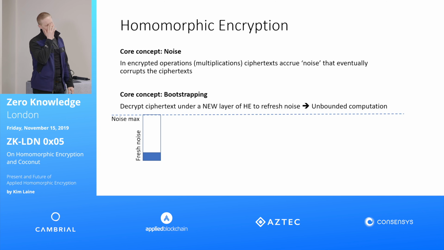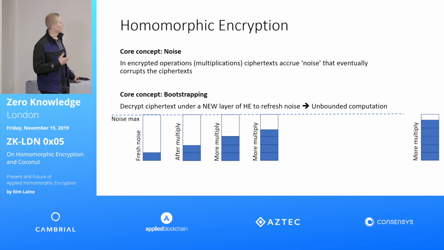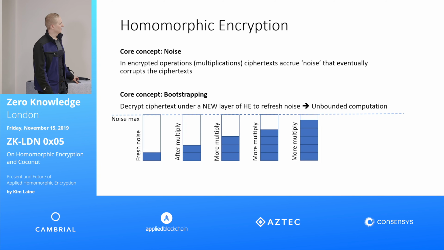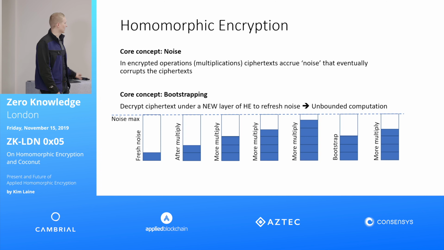So here's a little ridiculous graphic, which is of what I just explained. So you start with a fresh noise. There's some noise max. You compute more. Now you're filled up. You can't compute anymore on this. But then you do a bootstrap, and it brings it down to a kind of fixed level. And then you can compute more. And then you can bootstrap again.